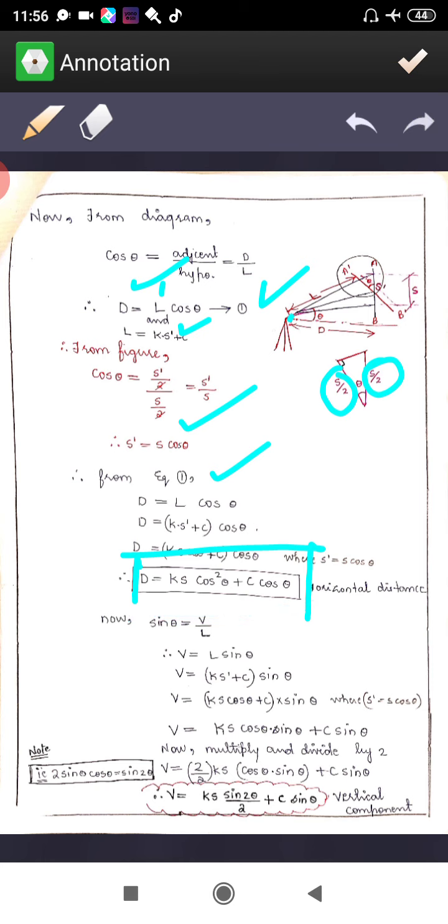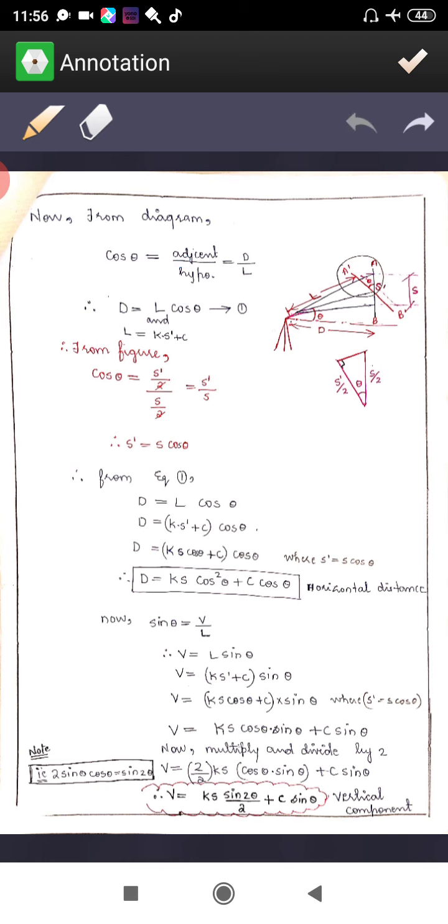Now what about the vertical reading V? V is a very important reading, that is the distance from the central crosshair to the line of collimation. That distance we called V. So we have to determine that V. Now if you see the figure, from the figure what we can get is that sin theta is equal to V by L.